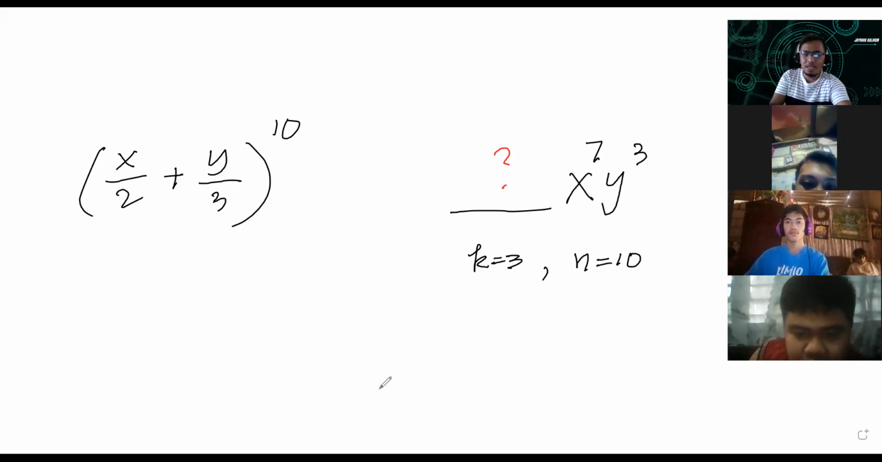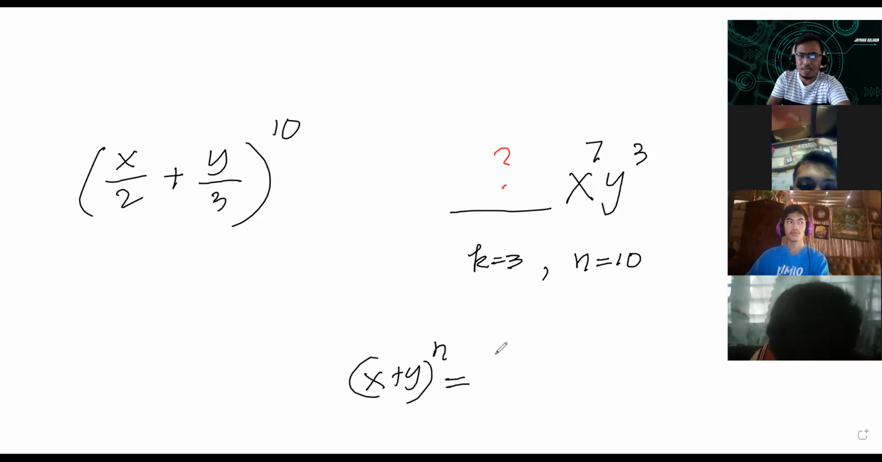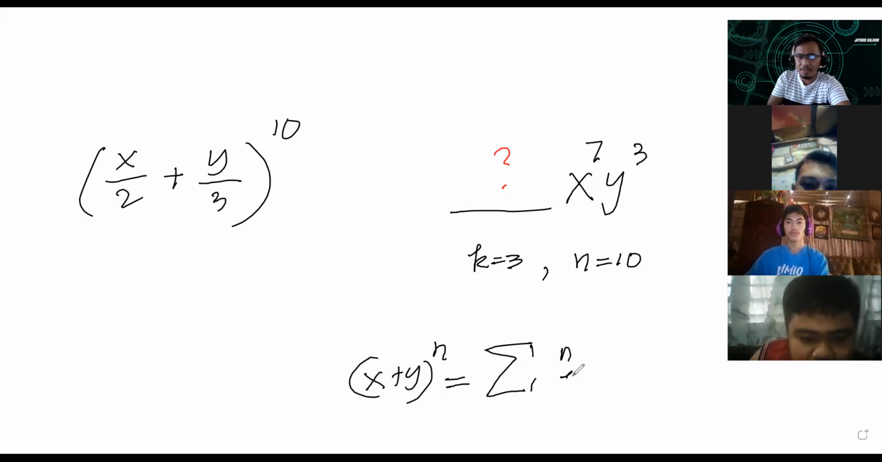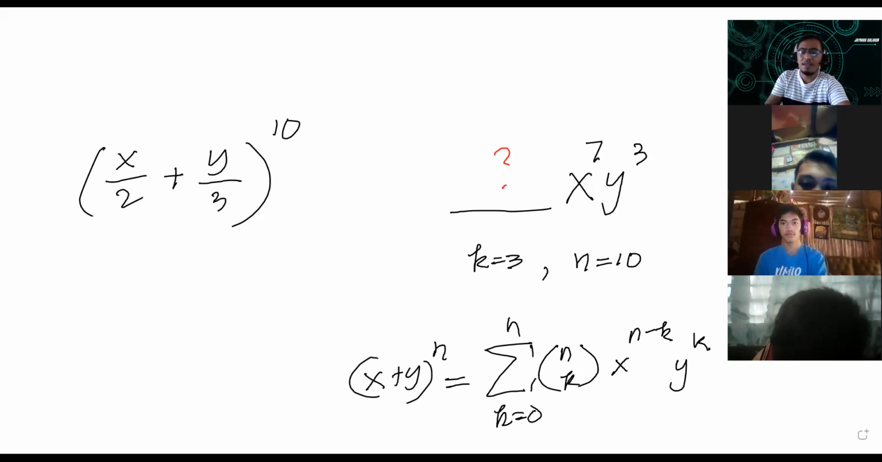Sum, sir. So for the sum, we use the formula (a plus b) raised to the power n. Consistent: (x plus y) raised to the power of n is equal to the summation of n take k, x to the n minus k, y to the k, where k ranges from 0. This is the only form we will use.